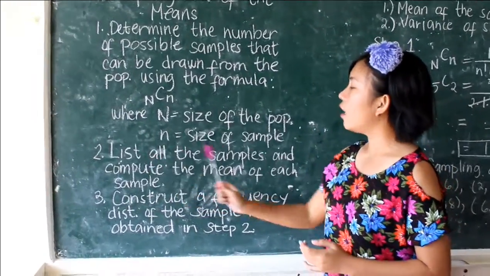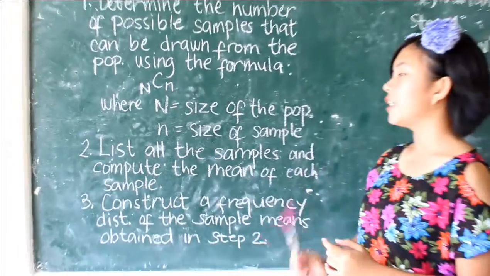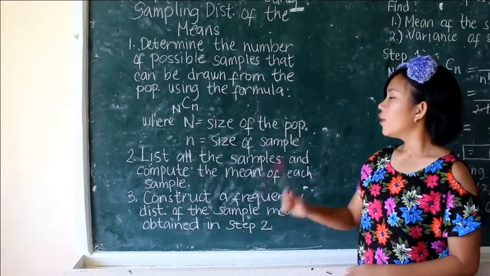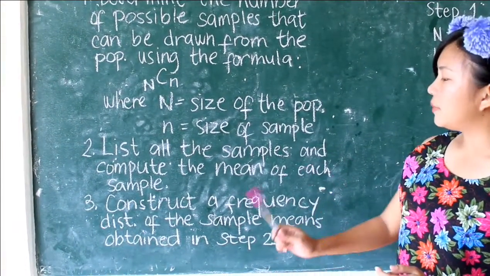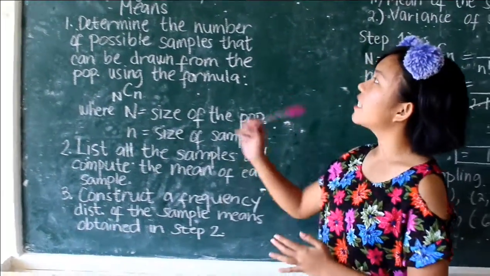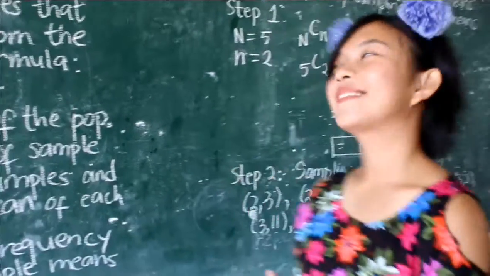Second, list all the samples and compute the mean of each sample. Third, construct a frequency distribution of the sample means obtained in step 2. Now that we know the steps in constructing the sampling distribution of the means, let's proceed to our problem.